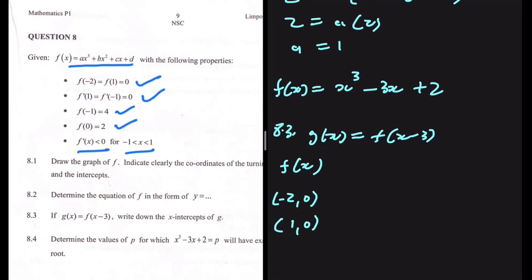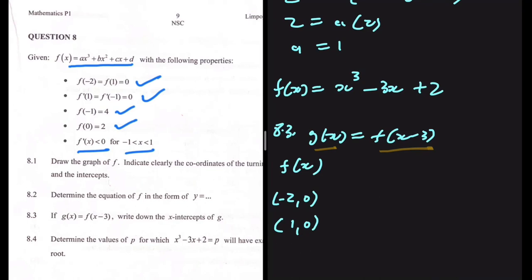Now let's make sense of this transformation. g of x equals f of x minus 3. So x minus 3 shifts the graph of f of x 3 units to the right. If it was plus, then it would shift it to the left. It is counterintuitive, but it is what it is.